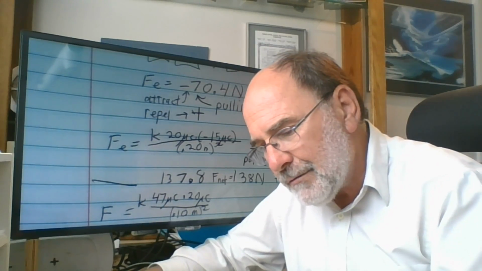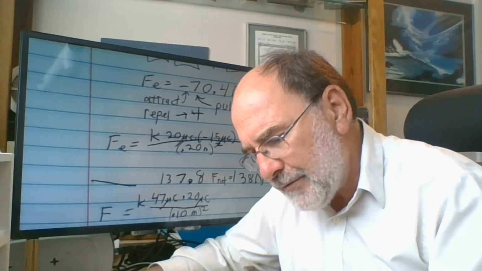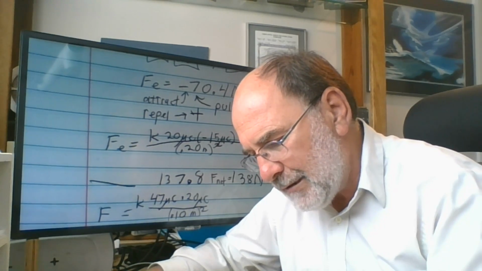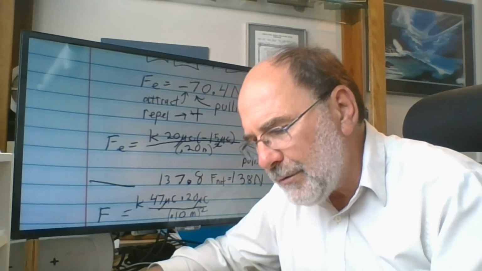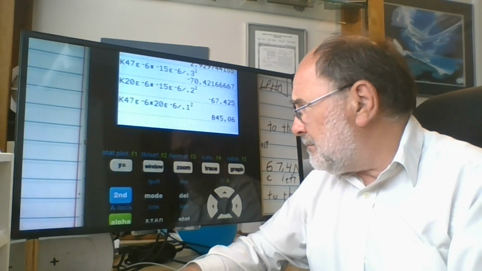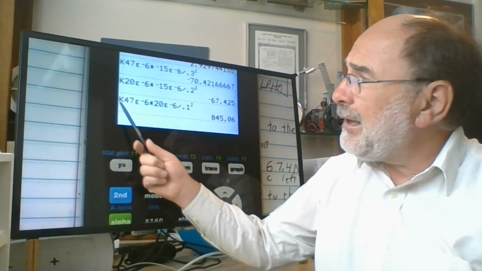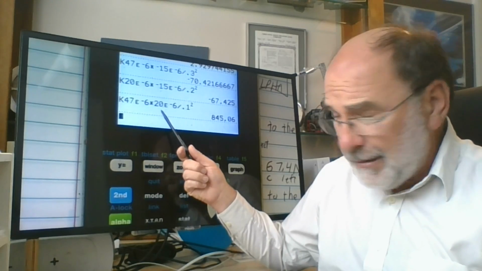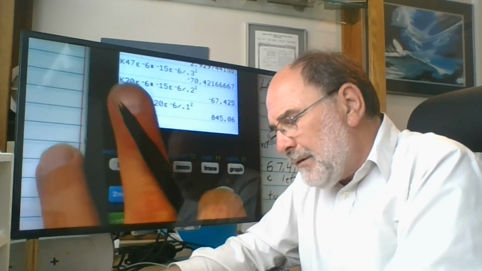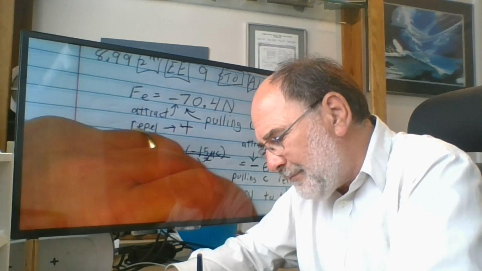So watch what happens. I turn the calculator on, alpha K, 47 microcoulombs times 20 microcoulombs divided by 10 centimeters squared, enter, and wow, 845 newtons. See, K 47 microcoulombs times 20 microcoulombs divided by 10 centimeters entered squared. So that is a positive 845 newtons.